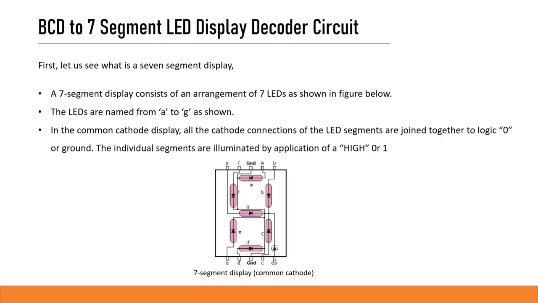Now let us see how to design a BCD to 7 segment LED display decoder circuit. First of all, we will understand how a 7 segment LED display works. As the name suggests, there are 7 segments. Each segment is an LED named from A to G. There are two types of 7 segment displays, common cathode and common anode. For our purpose, we will be using common cathode. In common cathode display, each LED is connected to ground, so giving high voltage makes the LED glow. You can see the detailed structure of the display system in the figure.